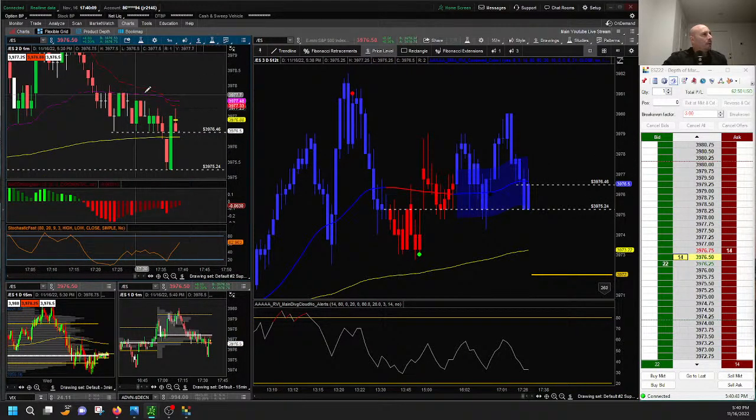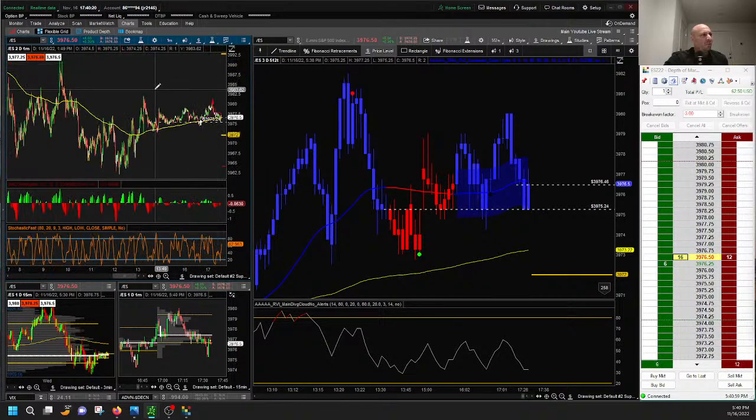And look at our, we rallied right back up. Right to, we got our two VWAPs, right? Anchored VWAPs, but again, slow.